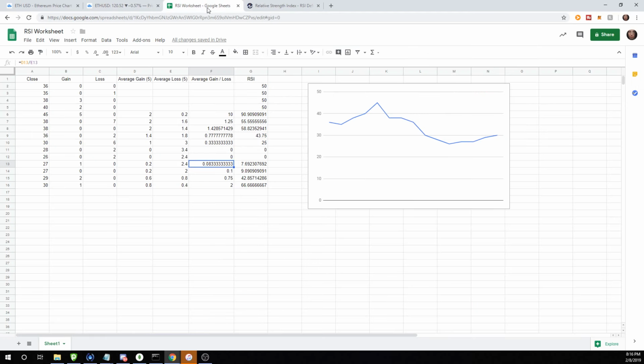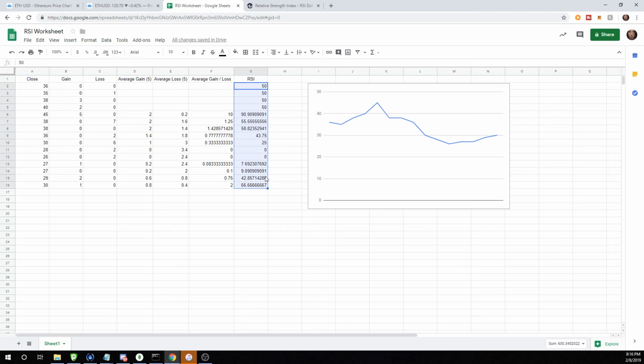Okay. So when we have no data, we end up with 50s. But here's our formula. We say the average gain divided by the average loss plus 1, take that, divide 100 by it, and 100 minus it. Okay? What this does is this gives us our oscillator. Here we are, going up to 90, 55, 58. And what I'm going to do is plot this.